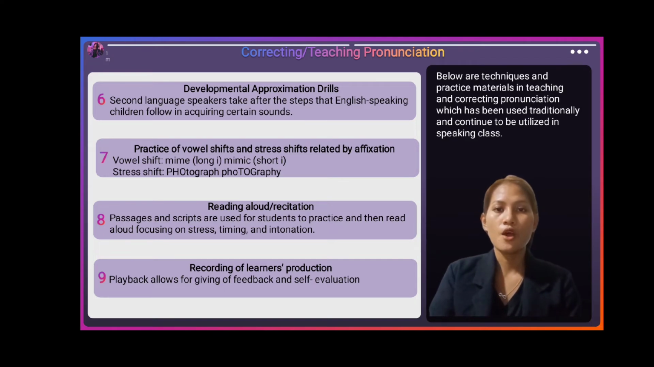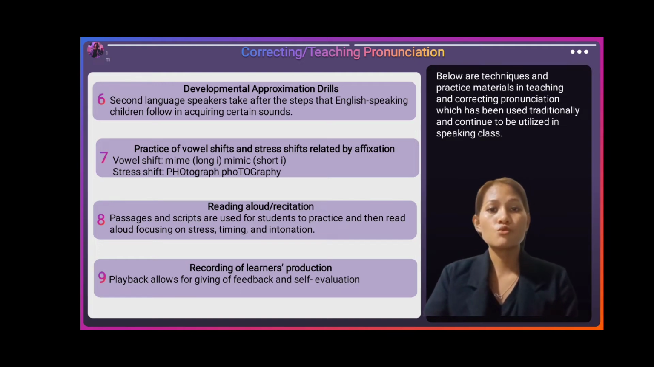Tip 8. Reading aloud or recitation. Passages and scripts are used for students to practice and then read aloud, focusing on stress, timing, and intonation. Tip 9. Recording of learners' production. Playback allows for giving feedback and self-evaluation. In short, student production is the act of allowing students to practice speaking.